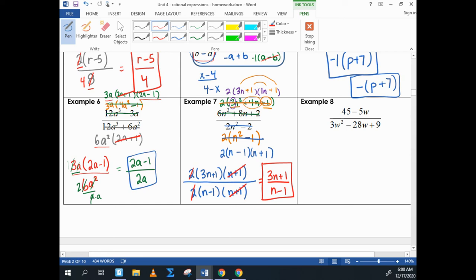All right, let's do this last example here as well. I'm going to, let's see. I'm going to actually do something.